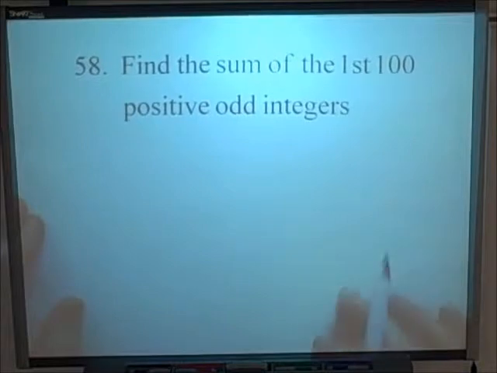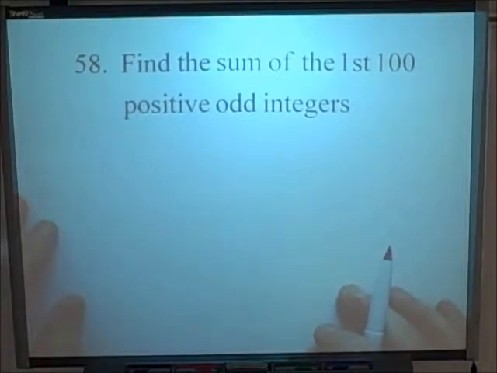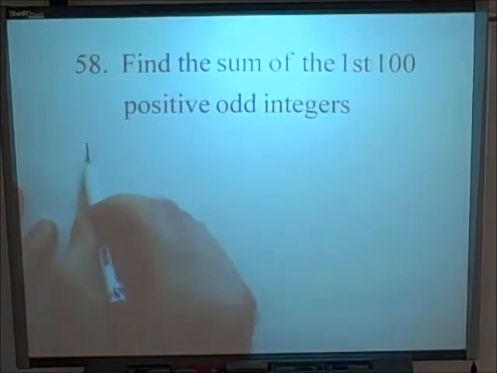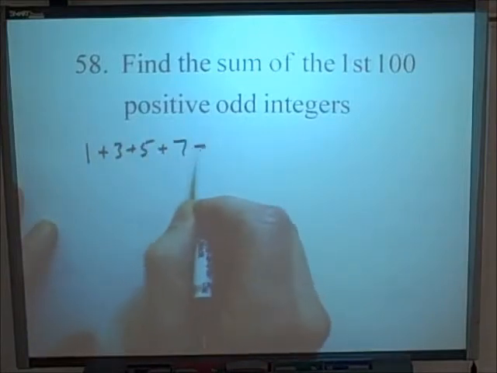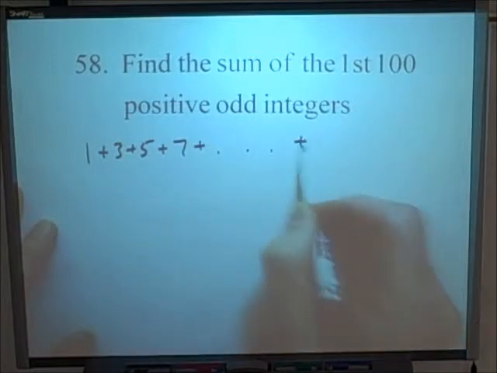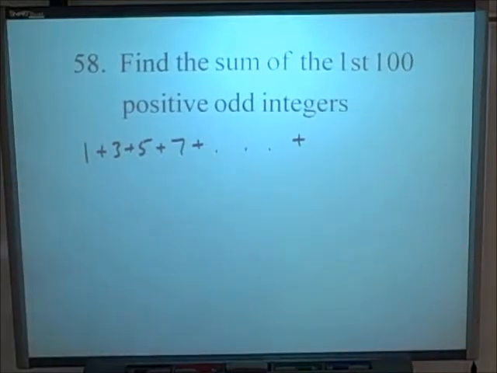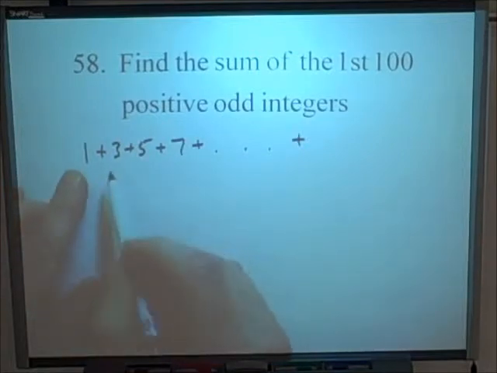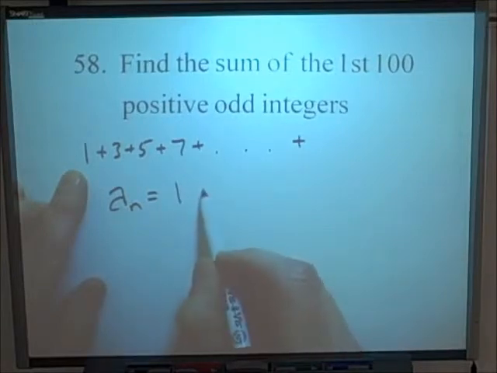Similarly, 58, find the sum of the first 100 positive odd integers. Let's take a look at what those are. 1 plus 3 plus 5 plus 7 plus ... plus, boy, I want to make sure to get that last one right. Is it 199? Is it 201? Somewhere around there, we better make sure we have it right. Well, what do I know? I know my first term, we start at 1.